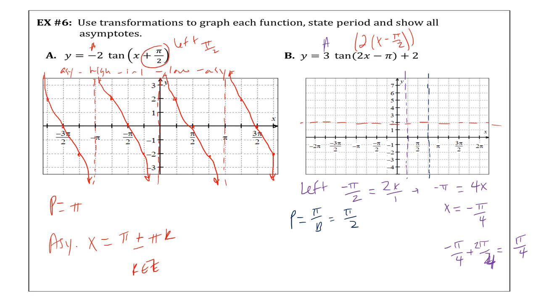So our asymptotes are taking place at x equals, at our quarter mark, so at pi over 4 plus or minus a half. So pi over 4 plus or minus pi over 2 times k. And again, k is an integer.